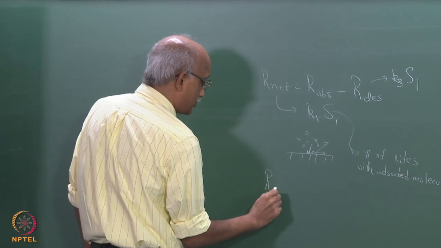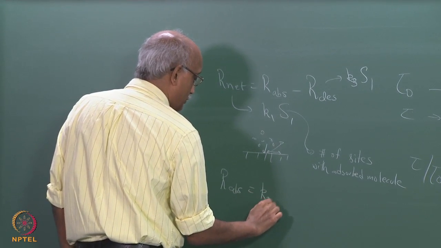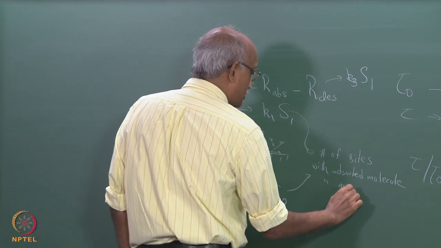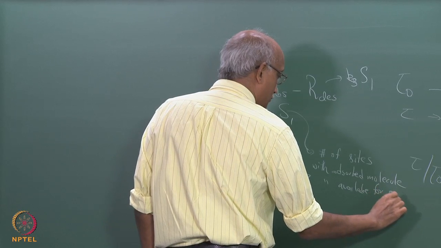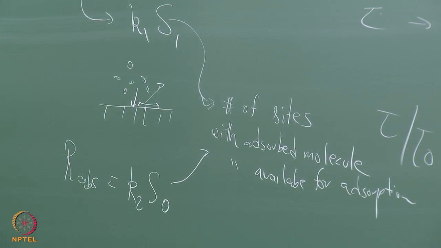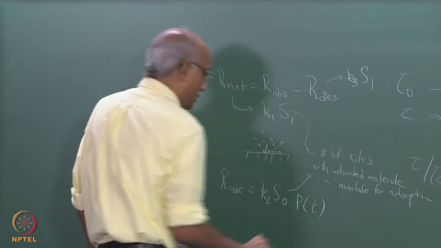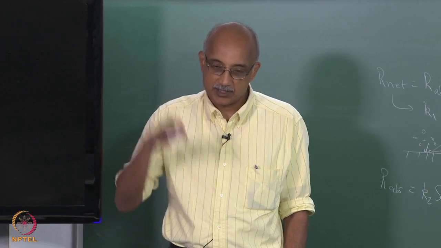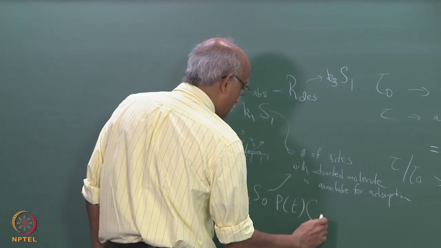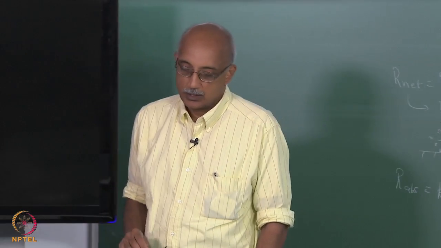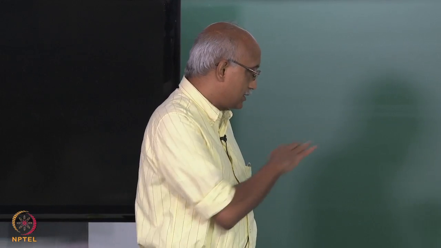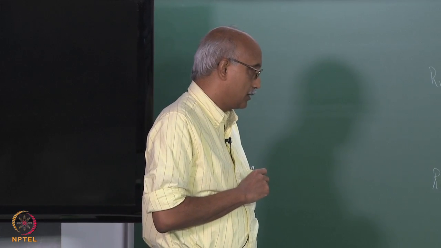This one, the R adsorption, you can write as some K2 times S0, where S0 is the number of sites that are available for adsorption. But it also depends on two other parameters. First is pressure, and in a pulsed pressure reactor, the pressure is a function of time. It essentially scales between atmospheric pressure and extremely low pressures. And also a concentration term, the concentration of the depositing species, which is taken as a constant value in a well-mixed reactor. So that is the overall kinetics of the adsorption process.